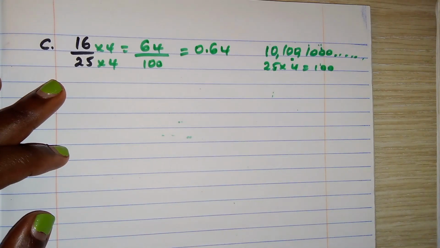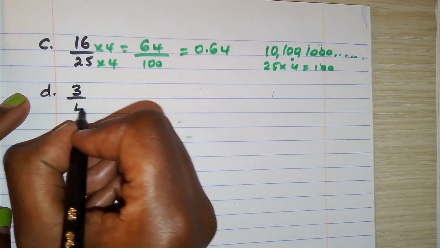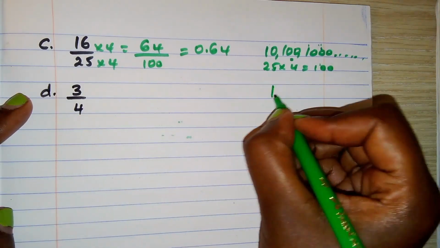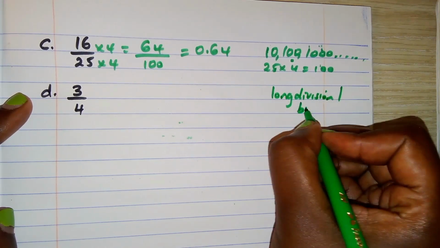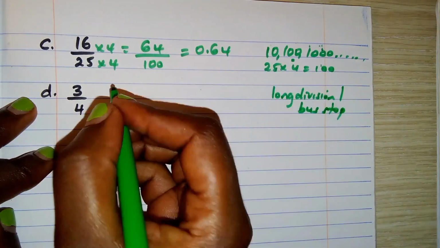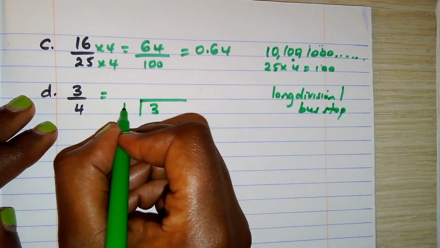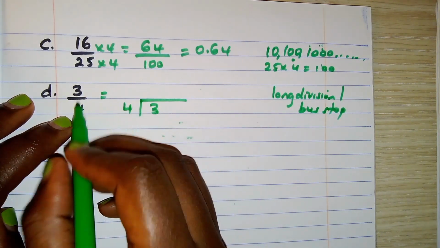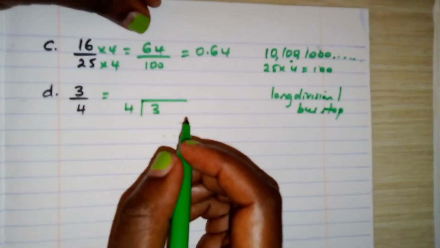Now let's try another way for the rest of the questions. 3 out of 4. Now in this one you're going to use the long division or the bus stop method. So I've made a video on that, you can check it out. So here we're doing 3 divided by 4. So the denominator is there. We are dividing this by this, so the 4 will go out, the 3 inside.